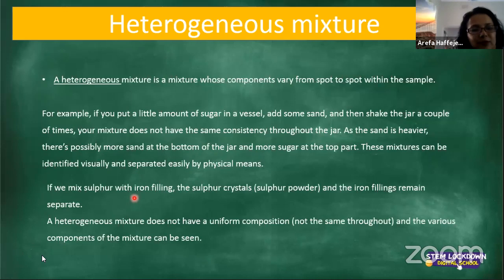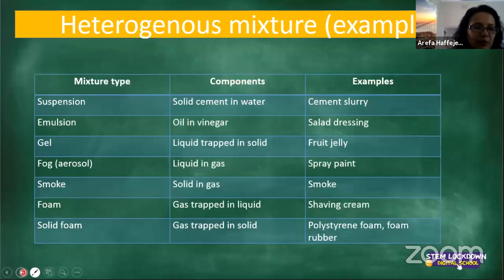If we mix sulfur and iron filings, the sulfur crystals, which is sulfur powder, and the iron filings remain separate. A heterogeneous mixture does not have a uniform composition. It means that it is not the same throughout. It varies, like when we say the sand is at the bottom and the sugar is at the top.